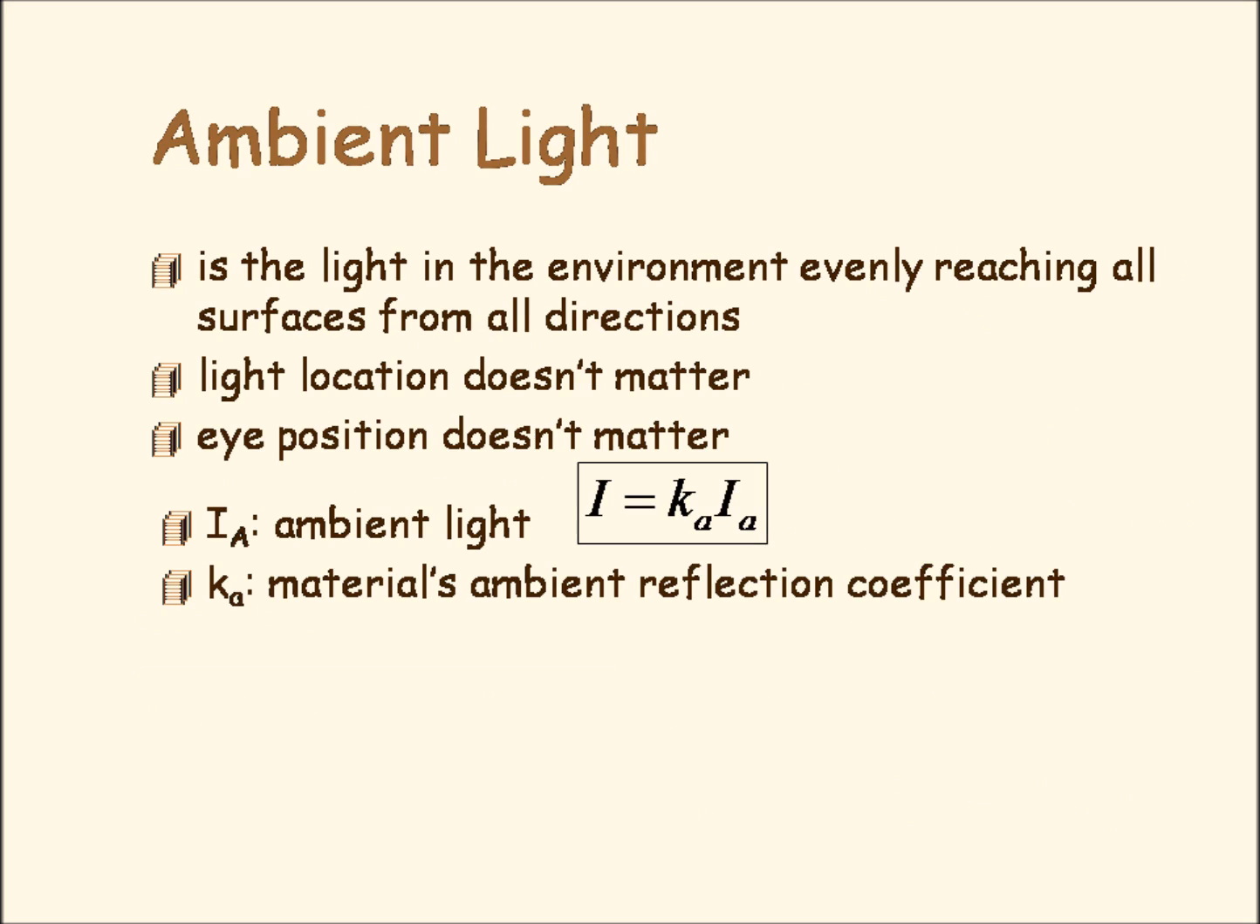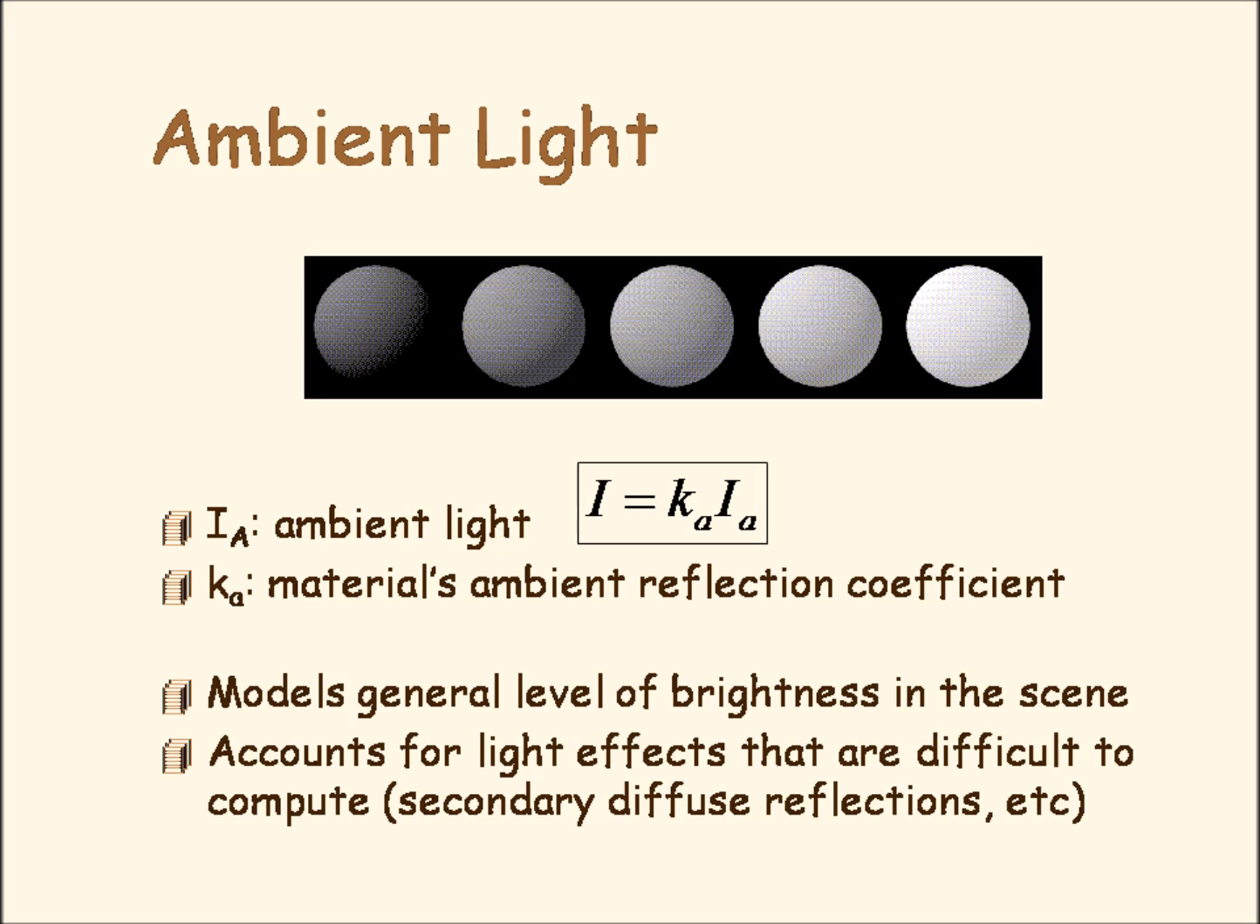Ambient light is the light in the environment evenly reaching all surfaces from all directions. Light location does not matter, eye position does not matter. Ambient light can be calculated as I = Ka * Ia, where Ka acts as the material's ambient reflection coefficient. Ambient light helps to model the general level of brightness in the scene. Sometimes it accounts for light effects that are difficult to compute because ambient light is diffused due to reflections.